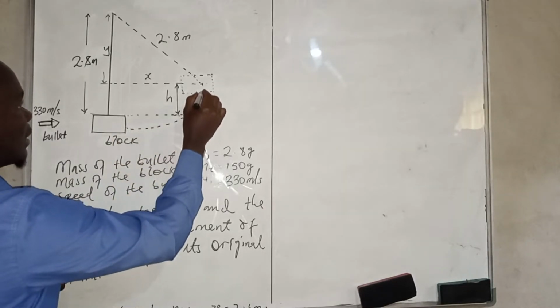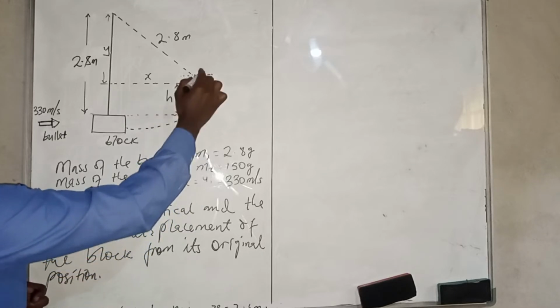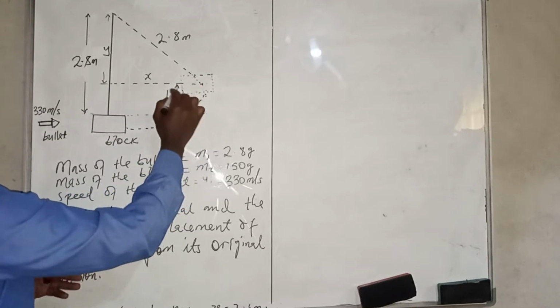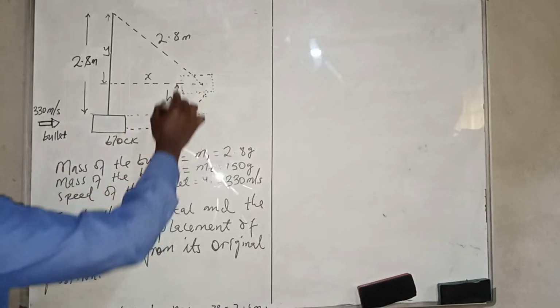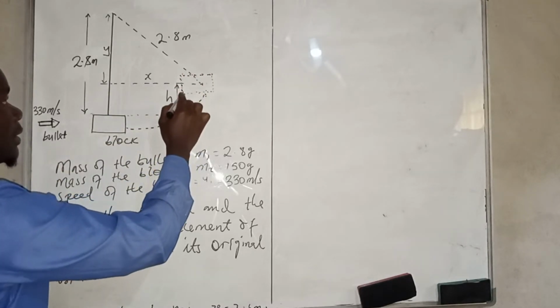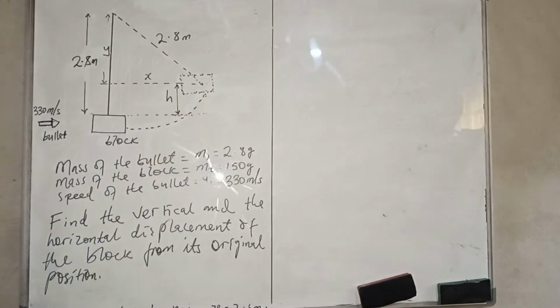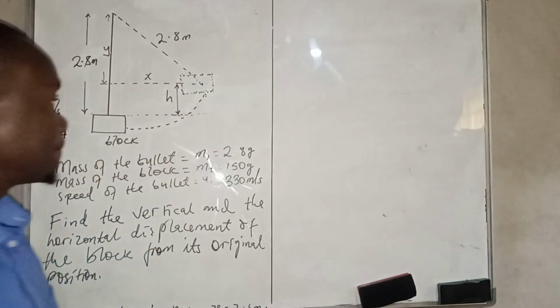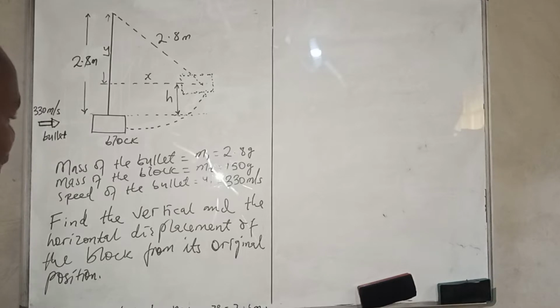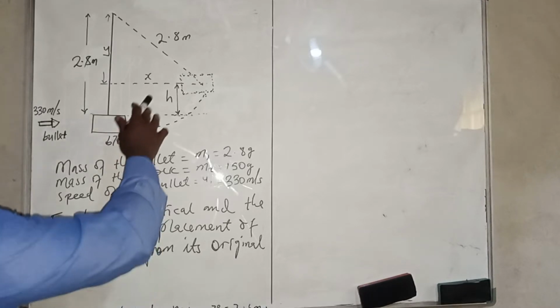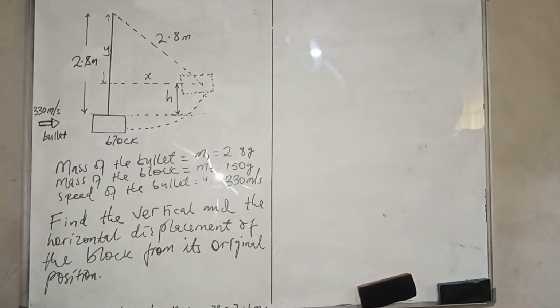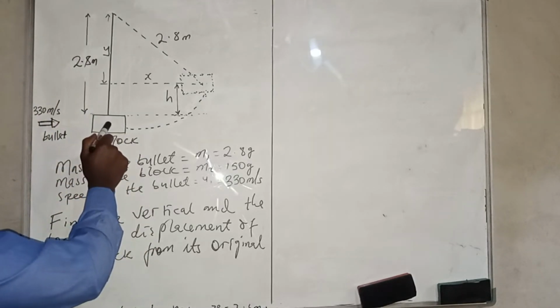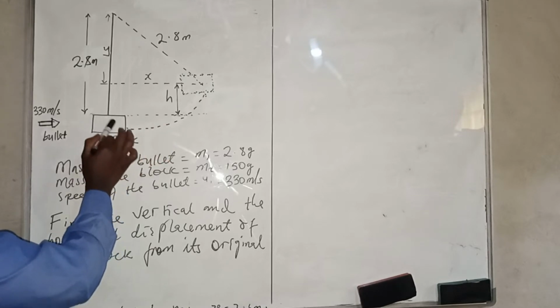They move together in this arc, and the block together with the bullet comes to this position. So now we've been given the information that is going to help us come up with the needed solution. The burden of this question is just to find the vertical and horizontal displacements of the block from its original position. The original position is this one.